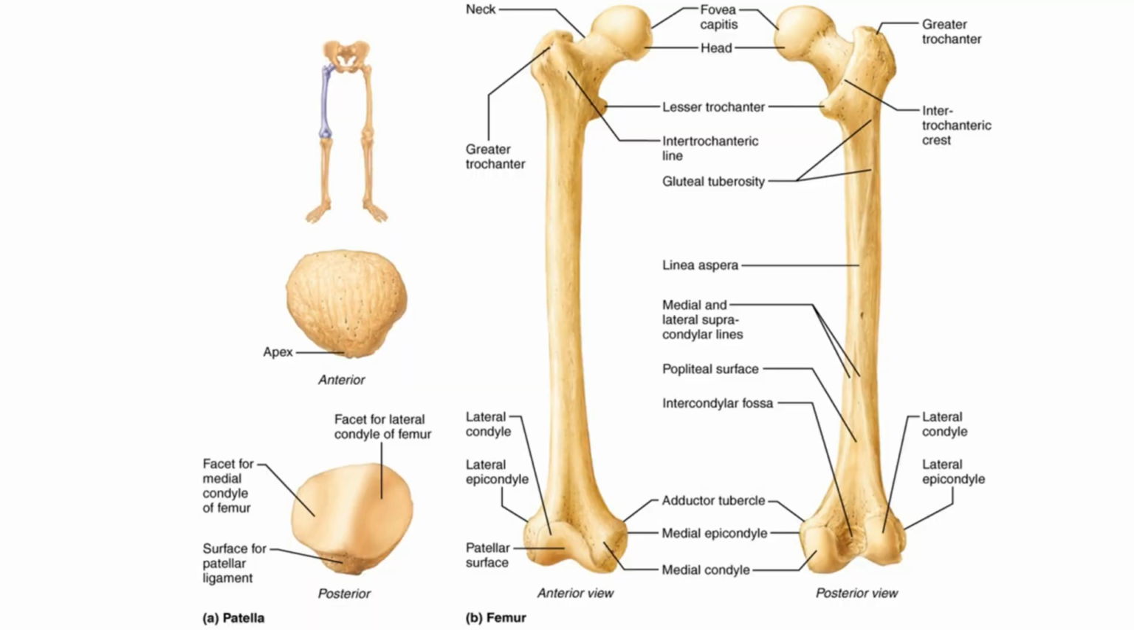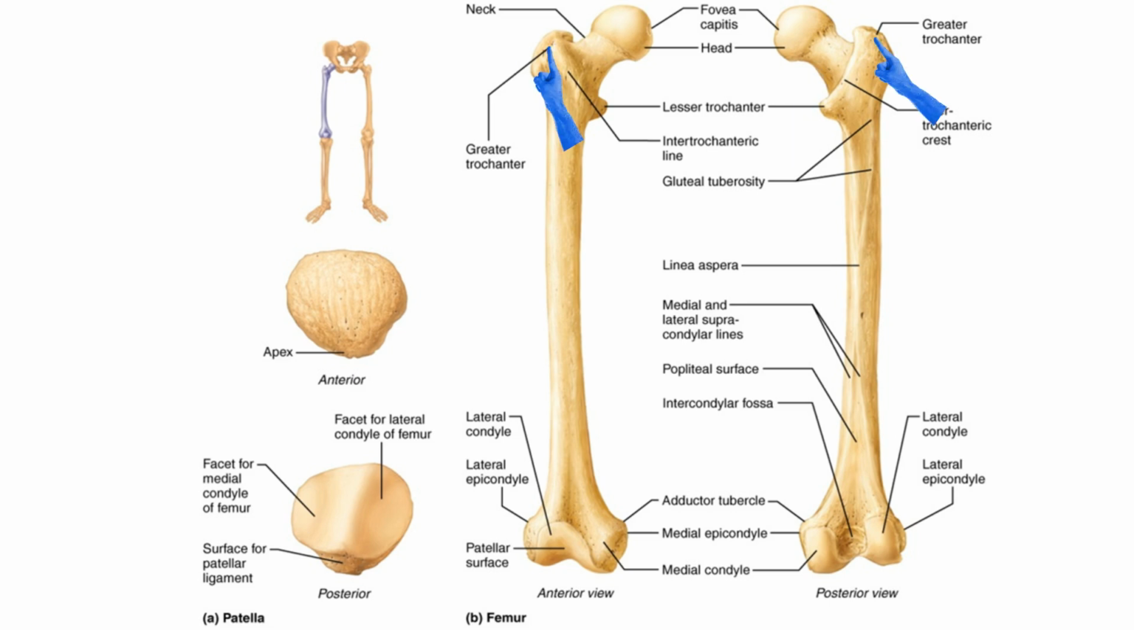Now we move to the thigh, featuring the strongest bone in the body, the femur. First, locate the head. It articulates directly with the hip bone. On the head, look for the fovea capitis. This is a small pit where ligaments run to anchor the bone into the acetabulum. Below the head is the neck, a very common site for fractures.